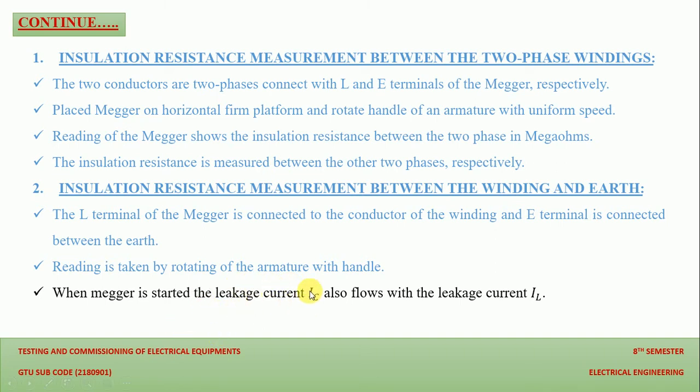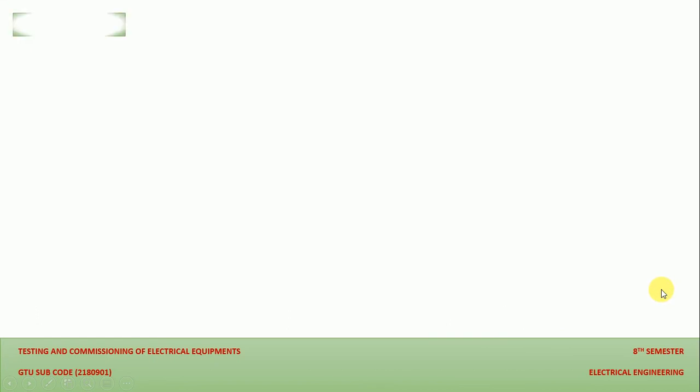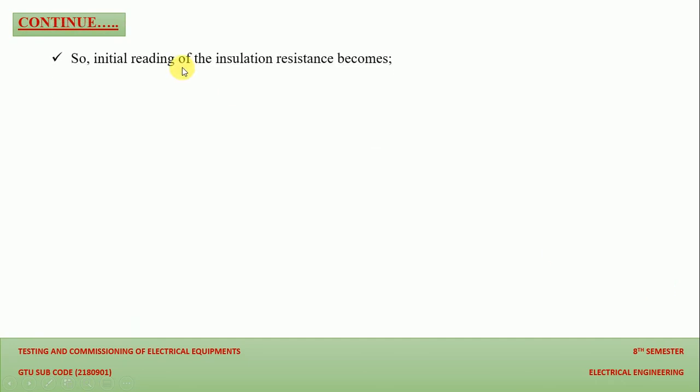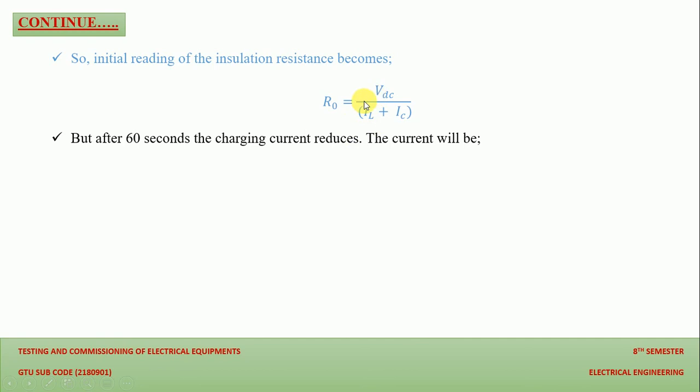So that's why the charging current IC also flows along with the leakage current IL. This is the measurement of these two methods. The initial reading of the insulation resistance can be measured with the help of R0, that is VDC by IL plus IC. So the line current plus the charging current will flow through the line wire and the earth point, where we have earthed our tank.